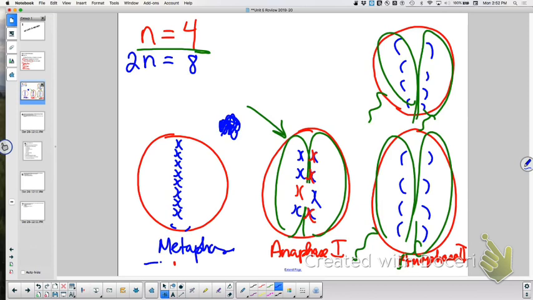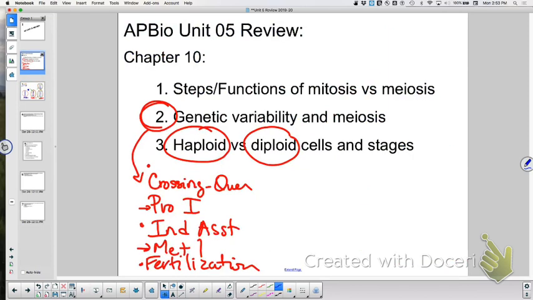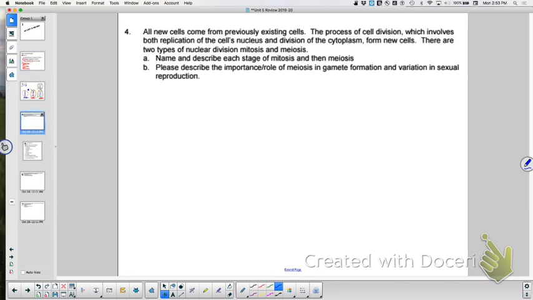Okay, so going back here, we had steps and functions, genetic, haploid, we did that. Now, essay-wise, there was an essay that I gave you. It says all new cells come from previously existing cells. That's cell theory. The process of cell division, which involves both replication of the cell's nucleus and division of the cytoplasm, forms new cells. There are 2 types of nuclear division, mitosis and meiosis. Name and describe the stages of mitosis and meiosis. We went over that. Please describe the importance or role of meiosis in gamete formation and variation in sexual reproduction. Have we gone over that? Yeah, we're good.